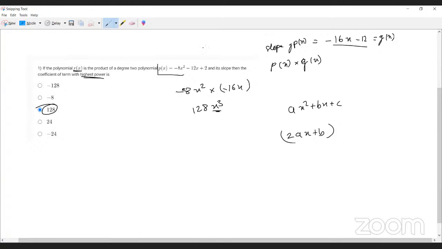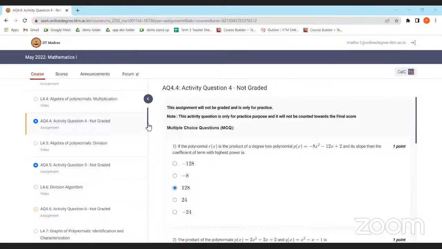Sir, I have a doubt in an activity question. In activity 4.11, question 7. Okay, yes sir, we'll come to that question. Sir, I have a doubt on 4.8 question number 7. We'll come to that.